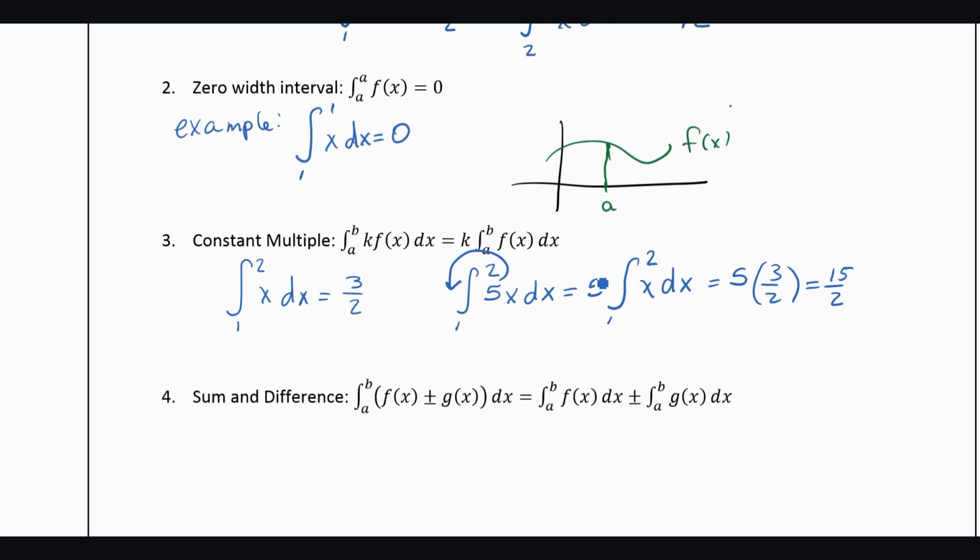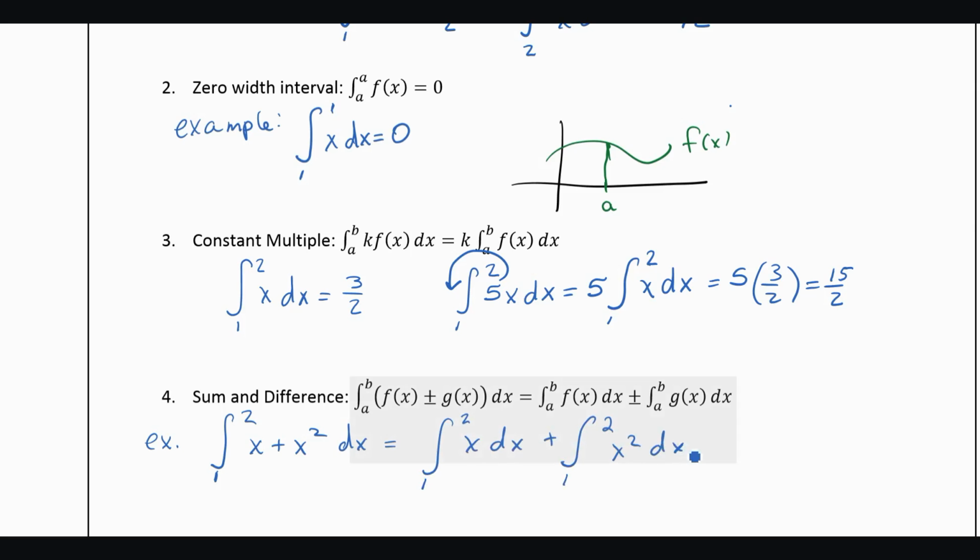Okay, just like derivatives, the next one says if you're adding two functions in an integral, then you can break it up into two integrals and add them, as long as your limits stay the same. So for example, if we had the integral from 1 to 2 of x plus x squared dx, you could break that into the integral from 1 to 2 of x dx plus the integral from 1 to 2 of x squared dx. And you could evaluate both of those separately.